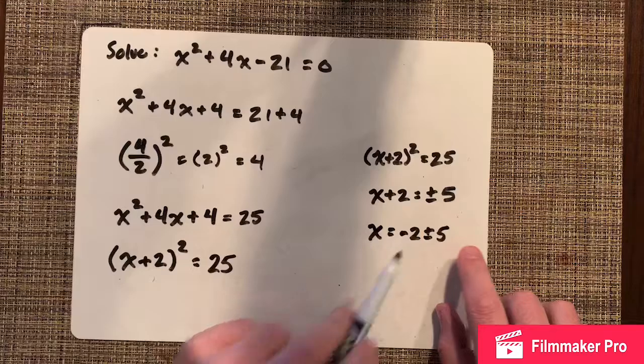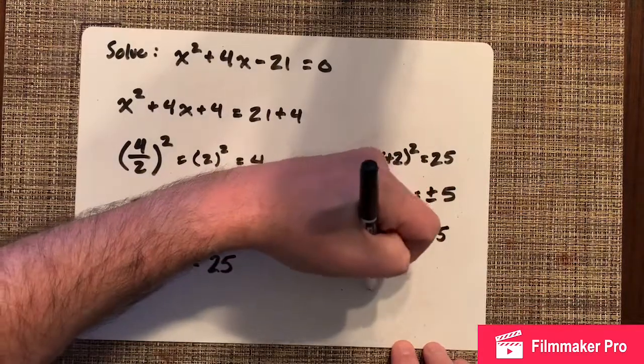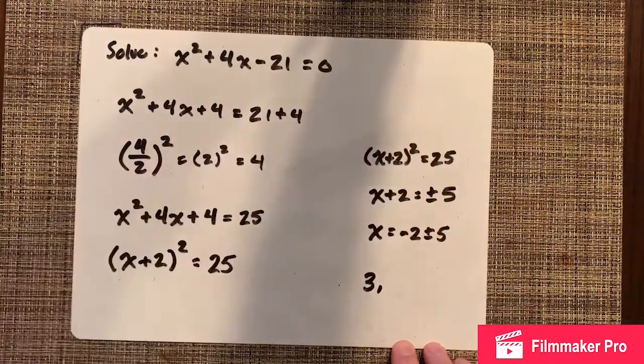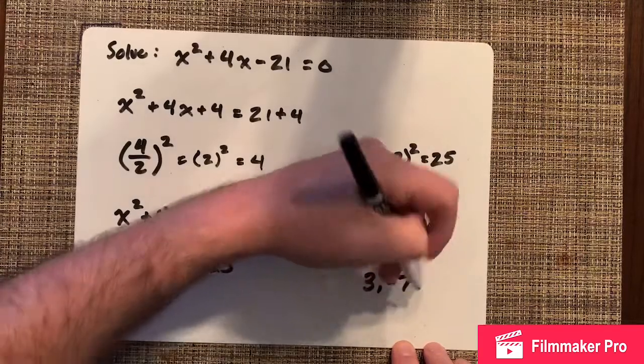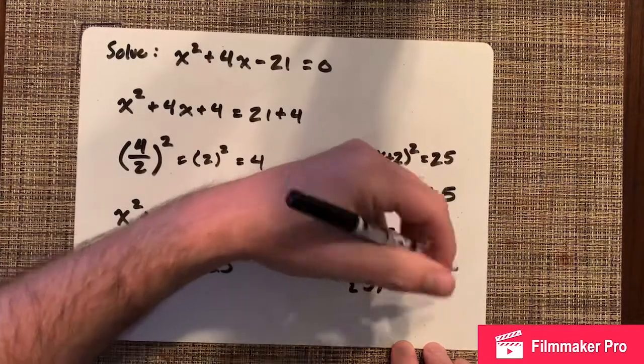Negative 2 plus 5, which is 3. Negative 2 minus 5, which is negative 7. All right.